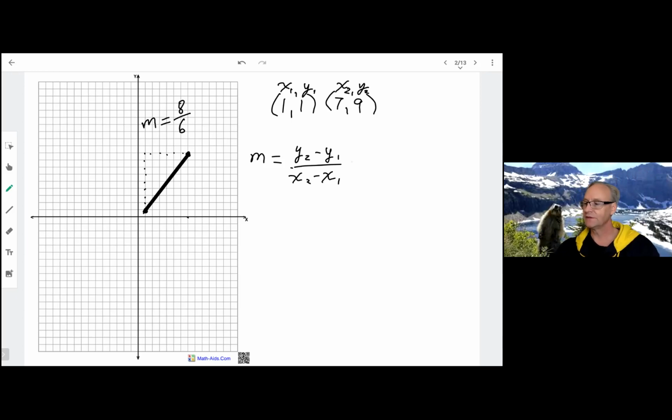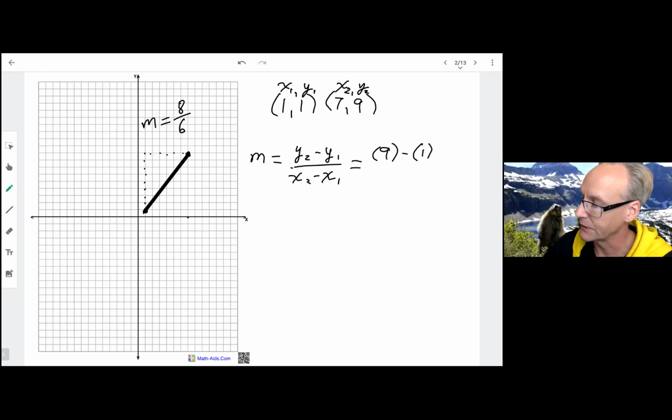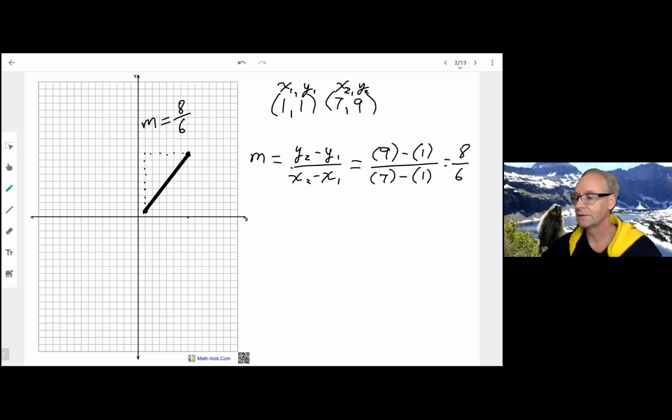Now I'm going to go ahead and substitute inside my formula. By the way, my 5-step problem solving process is to get a diagram and label it, then to write a formula, then substitute inside parentheses. The parentheses are generally a good idea. In this particular instance, they aren't that important, but I'm going to put them anyway. So y2 minus y1 over x2 minus x1, and we get 9 minus 1 is 8, and 7 minus 1 is 6. So the slope of this line could be described as 8 over 6.